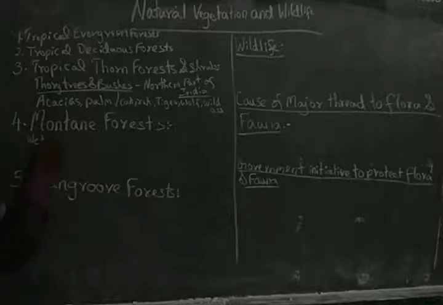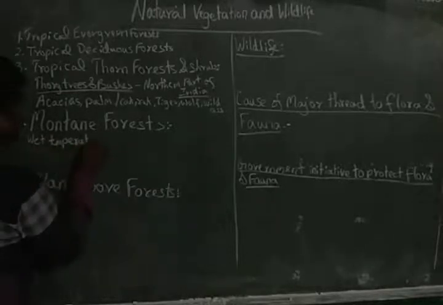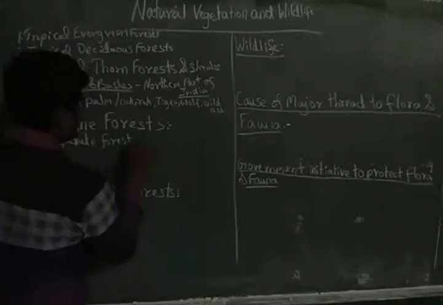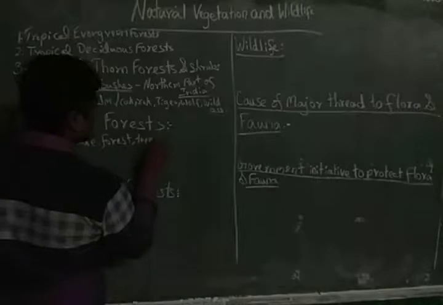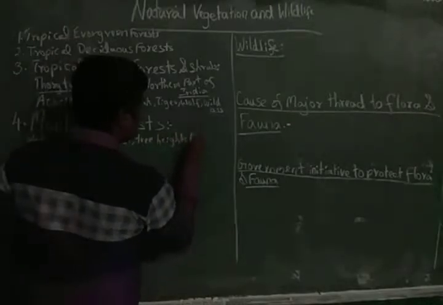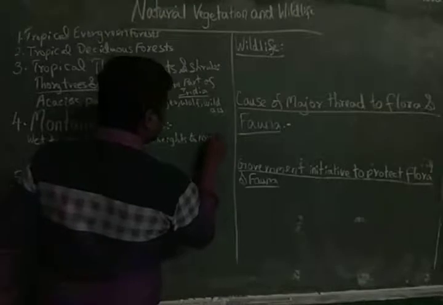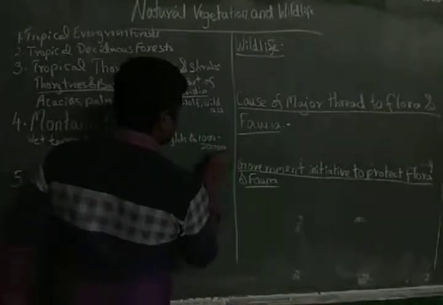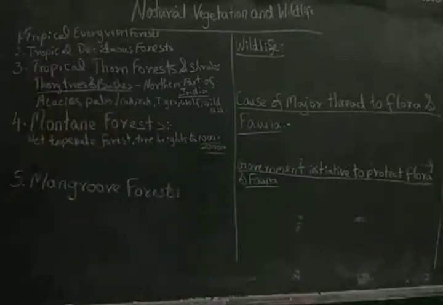So it is otherwise called wet temperate forest, with tree heights of 1000 to 2000 meters.